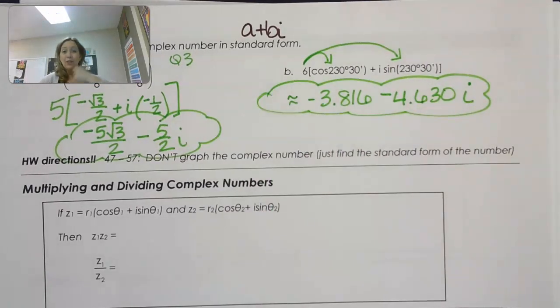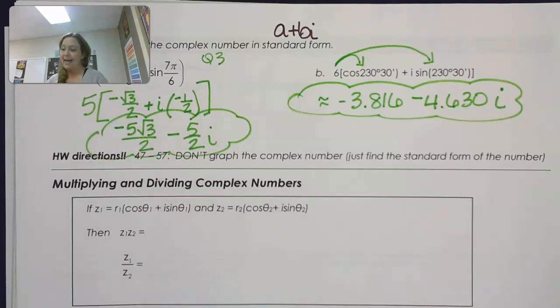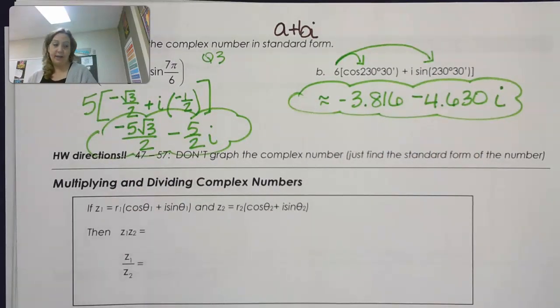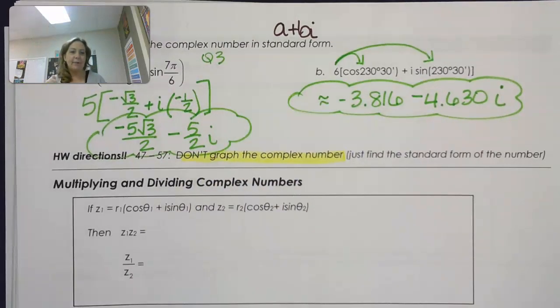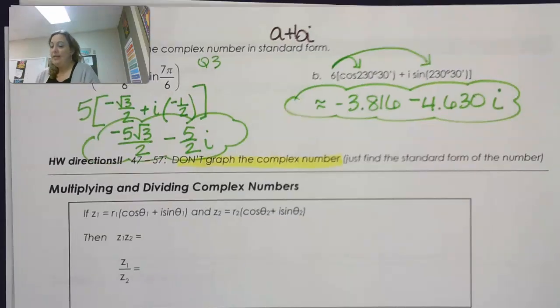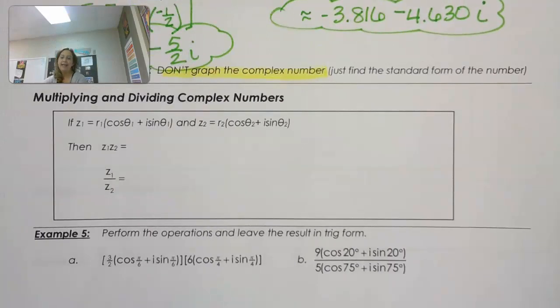But really, that's all you have to do to go the other way, is just evaluate. Now again, if it's on the unit circle, make sure it's exact. But if not, you can just use your calculator to help. Once again, in these questions, don't worry about graphing the complex number, just find the standard form. Okay. So in addition to going back and forth, we're also going to look at how to multiply and divide complex numbers.